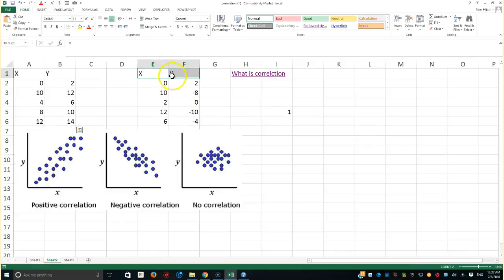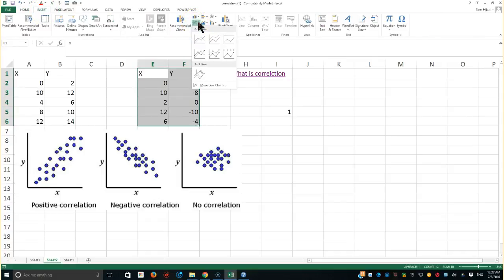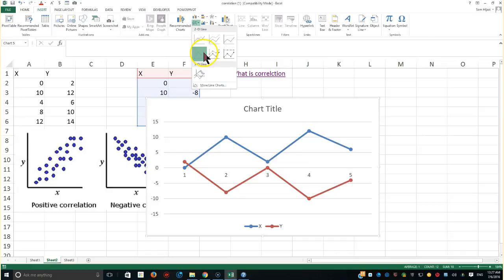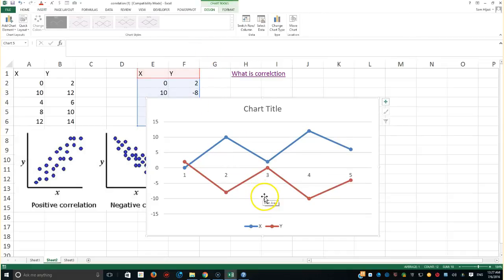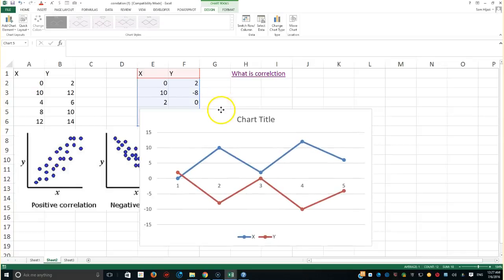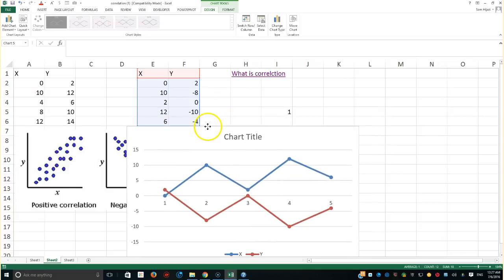The other one here, if you notice, 0 is going to 2, so there is an increase. If we take 10, it's minus 8, 2, 0, 12, minus 10, 6, minus 4. And if we do that, look at the chart that we get from using the line chart with the two series. Notice they are opposing each other, so it is going to be a negative correlation, but it's going to be a full correlation of minus 1.